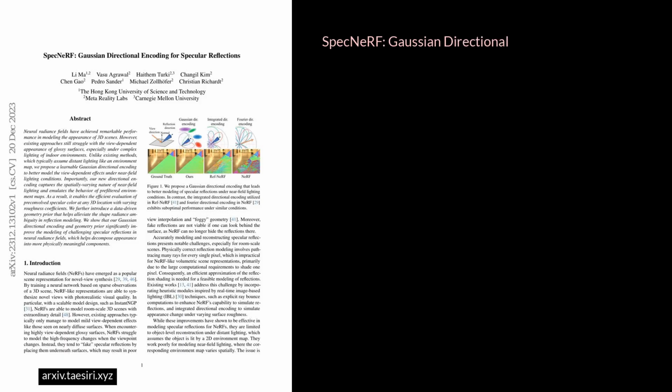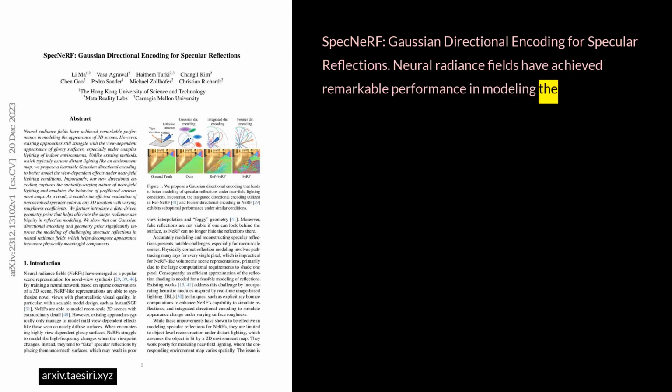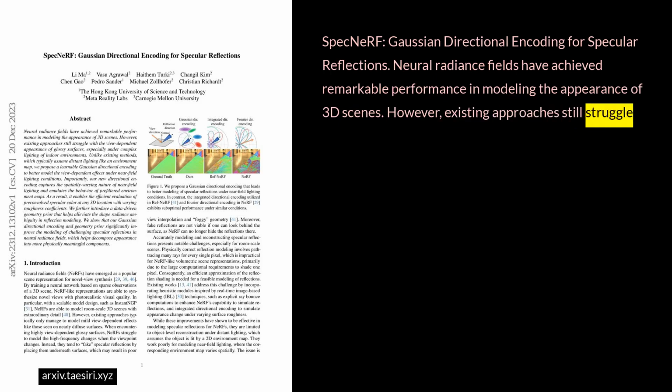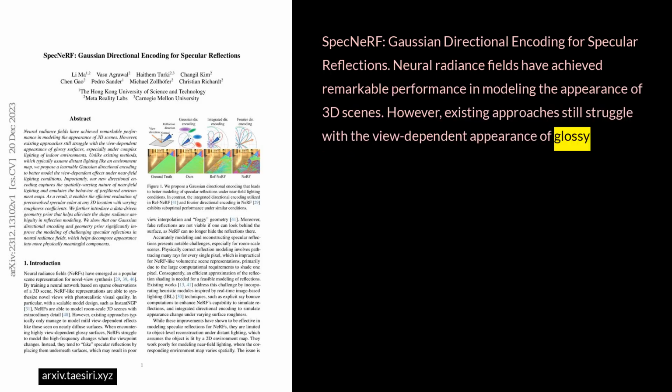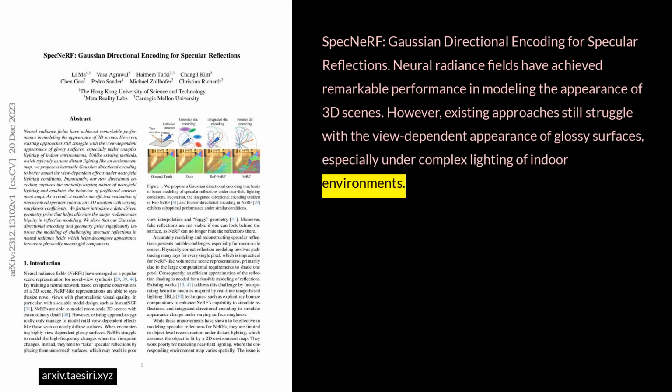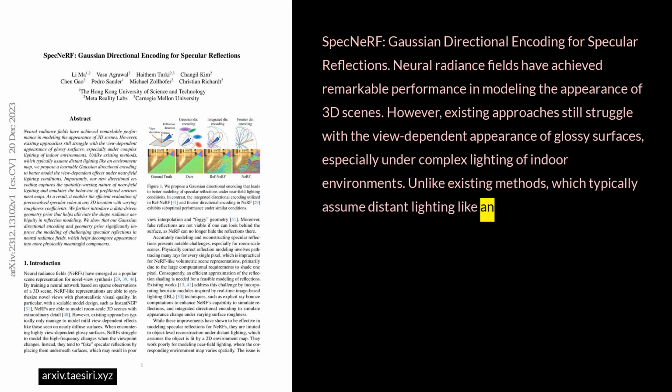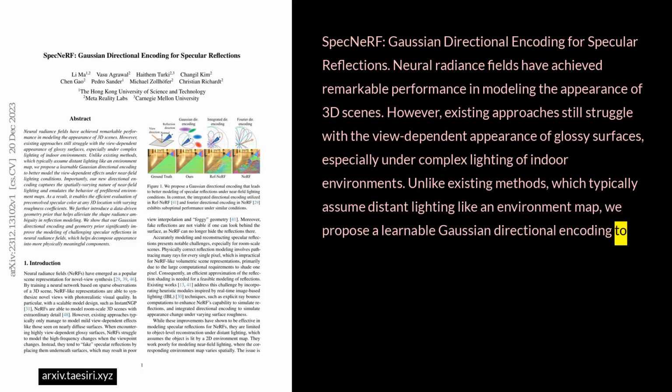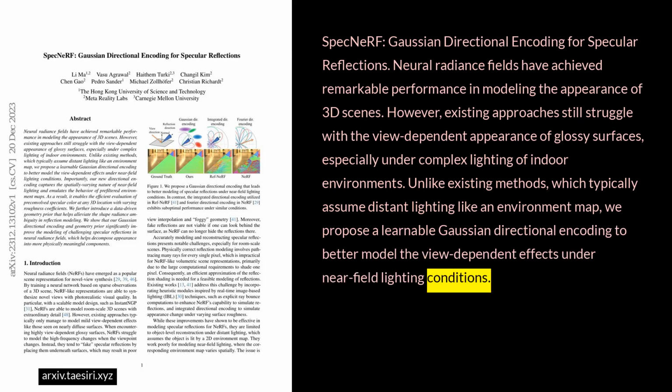SpecNeRF, Gaussian directional encoding for specular reflections. Neural radiance fields have achieved remarkable performance in modeling the appearance of 3D scenes. However, existing approaches still struggle with the view-dependent appearance of glossy surfaces, especially under complex lighting of indoor environments. Unlike existing methods, which typically assume distant lighting like an environment map, we propose a learnable Gaussian directional encoding to better model the view-dependent effects under near-field lighting conditions.